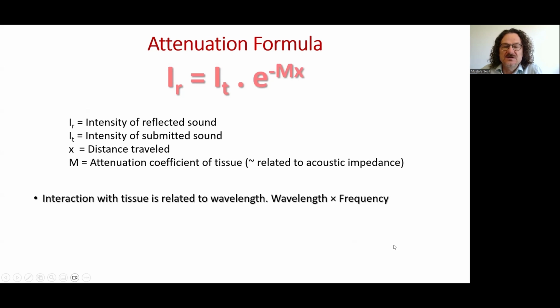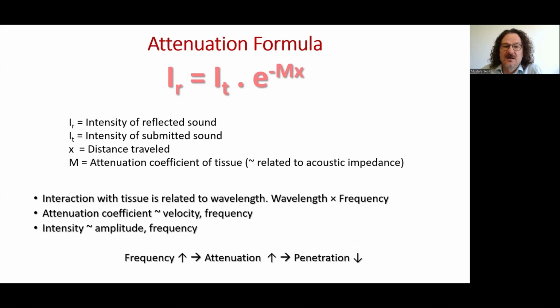Interaction with the tissue is a function of wavelength. The attenuation coefficient is related to the velocity and frequency. Intensity is related to amplitude and frequency. As the frequency increases, attenuation increases and penetration decreases.